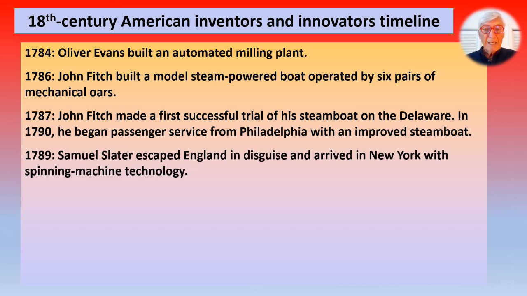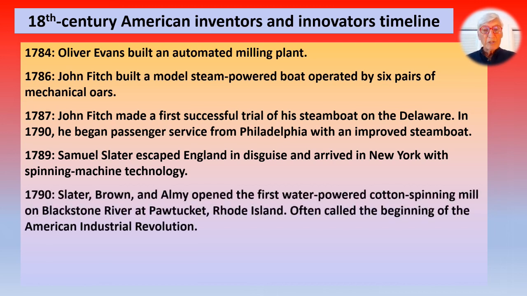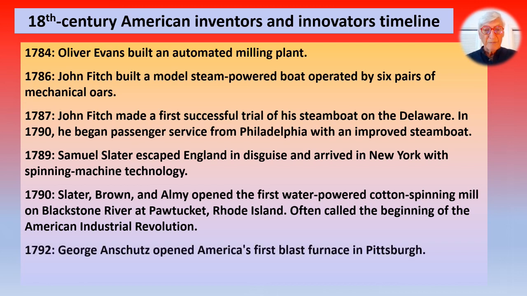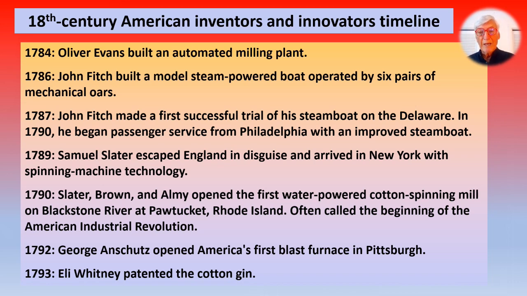1789, Samuel Slater escaped England. He had to go out in disguise and arrived in New York with spinning machine technology. Slater, Brown, and Almy opened the first water-powered cotton spinning mill on the Blackstone River in Pawtucket, Rhode Island. This is often called the beginning of the American Industrial Revolution. 1782, George Anschutz opened America's first blast furnace in Pittsburgh. And Eli Whitney, as we know, patented the cotton gin in 1793, and all of the tremendous social changes that came with that, in addition to economic.